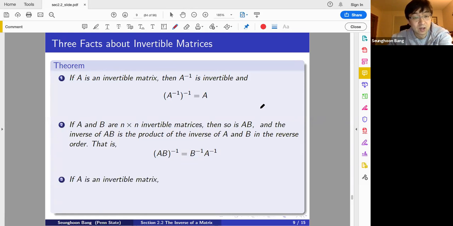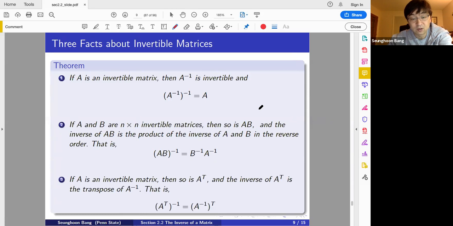The third one: if A is an invertible matrix, then so is A transpose. The inverse of the transpose is the transpose of the inverse. What does it mean? The transpose of A, inverse, is the transpose of inverse A. You only interchange transpose and inverse. This is the whole idea.